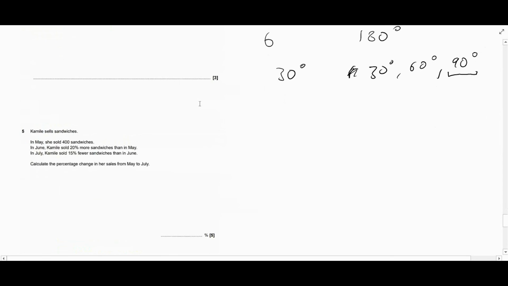Next question basically is just what we've done before, thinking about percentages over time, but one of the parts of the question relies on you solving the previous parts. You have to make sure you don't get it wrong. So you started off with 400 sandwiches in May. So the next part is quite easy, 20% more sandwiches than May in June. So we've already covered most.